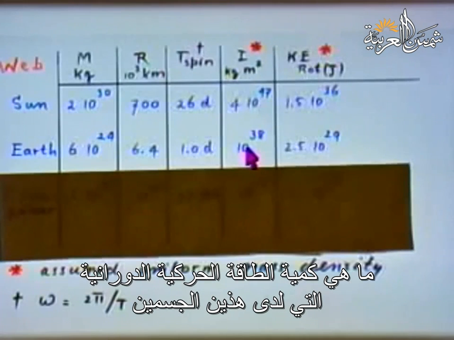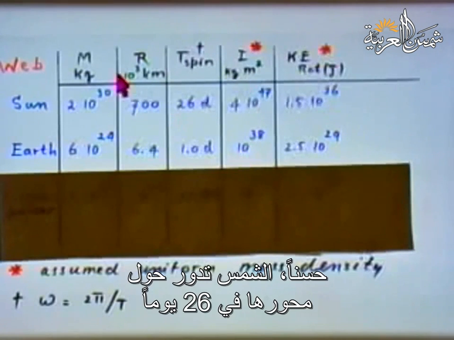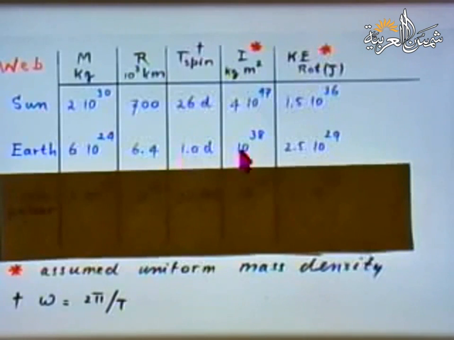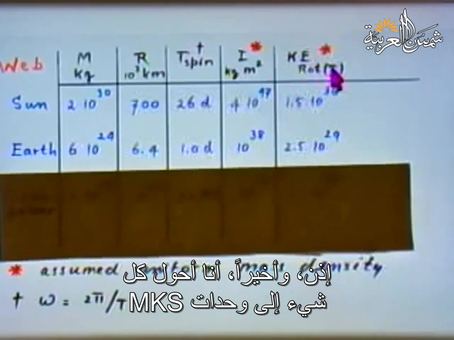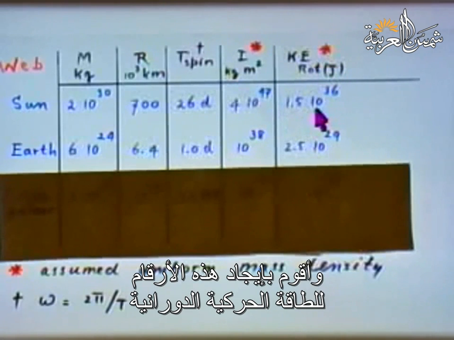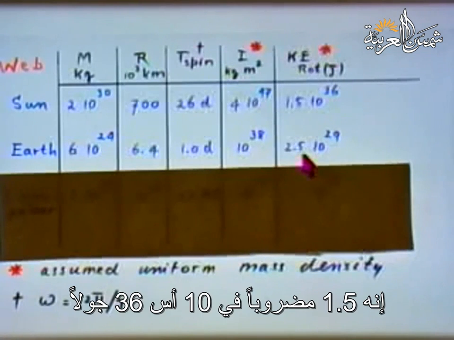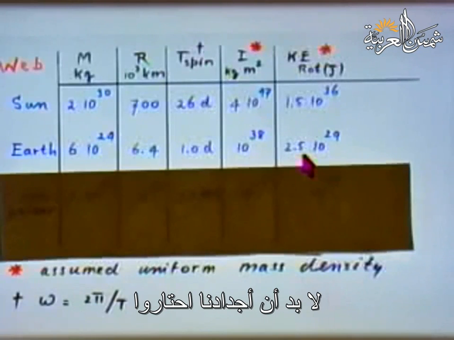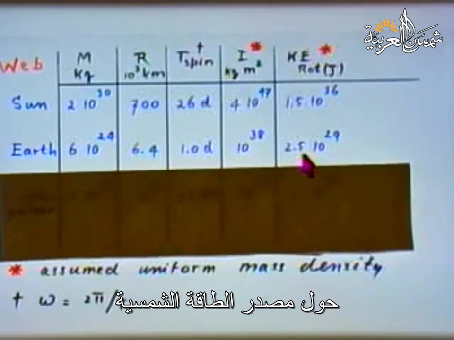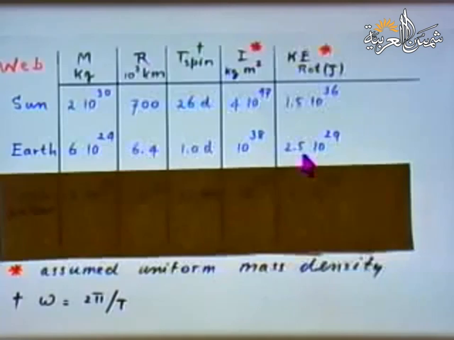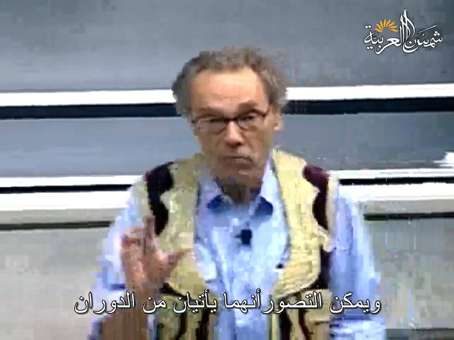Now I want to know how much kinetic energy of rotation these objects have. Well, the Sun rotates about its axis in 26 days, the Earth in 1 day. And so I finally convert everything to MKS units, and I find these numbers for the rotational kinetic energy. Now look at the number of the Sun. 1.5 times 10 to the 36 joules. Our great-grandfathers must have been puzzled about where the solar energy came from, the heat and the light. And conceivably, it came from rotation.